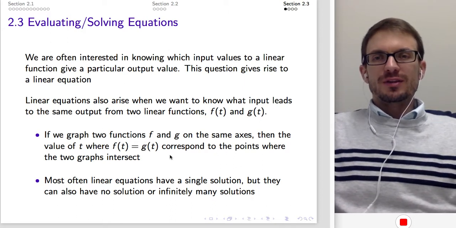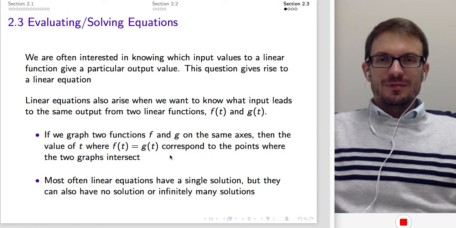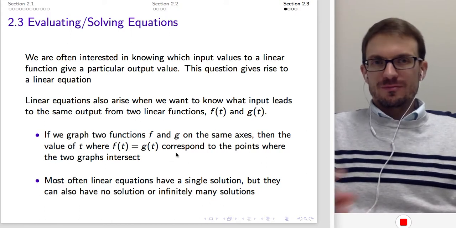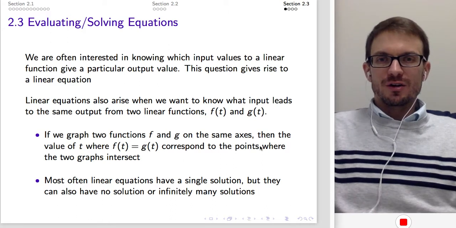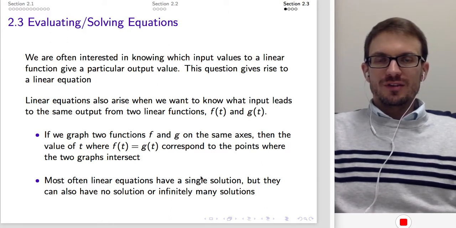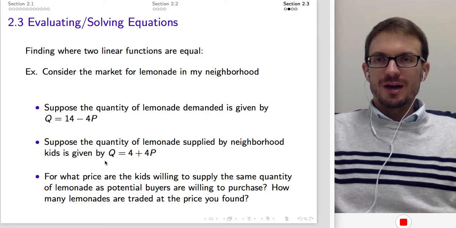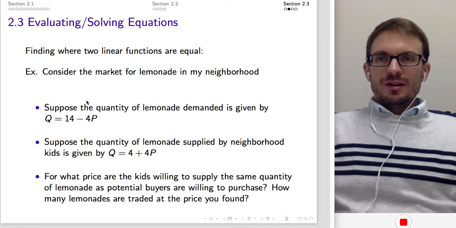So that would be like the line y equals x plus 1, and the line 2y equals 2x plus 2, right? So you factor out or divide by 2, you find out, oh, it's the exact same line. That'd be a situation where you'd have infinitely many solutions because it's the same line. Okay, so here's an example.